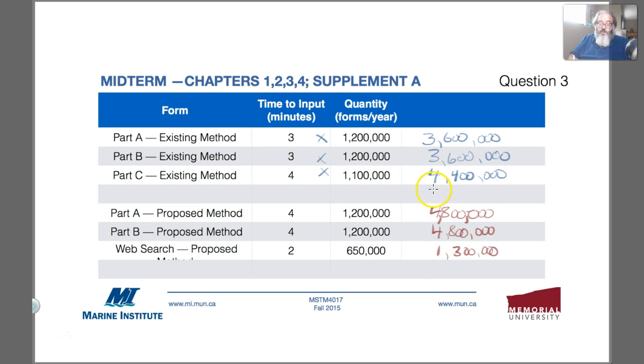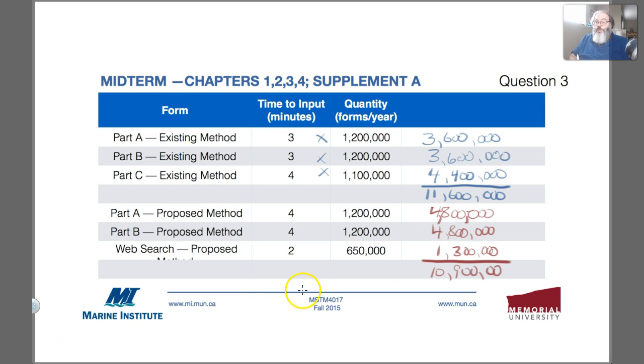Okay, so once you had the values, all you had to do was total them all up. In the case of the existing method, I got 11,600,000 minutes used with the existing method. Moving on to the new method, the total I got for that is actually 10,900,000 minutes.